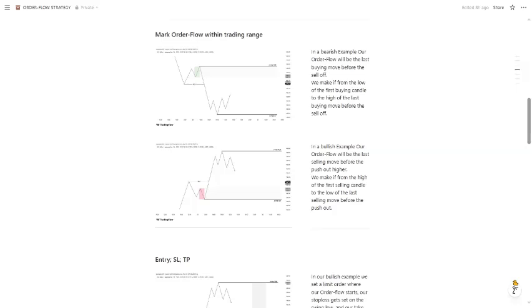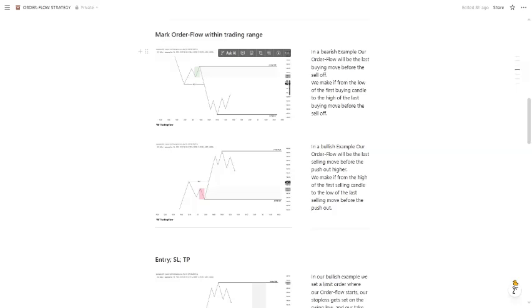Okay, in a bearish example, our order flow will be the last buying move before the sell-off. That's just it. This is order flow. This is how I know order flow. This is how I've been taught order flow.